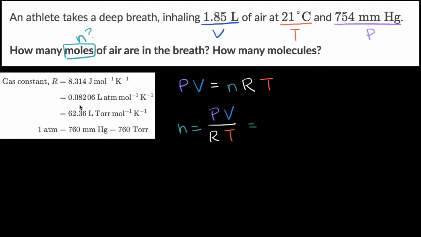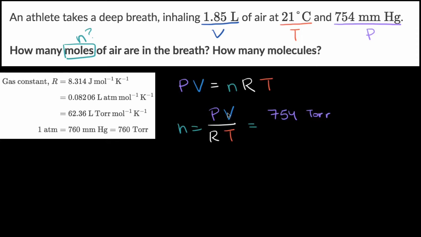Now, over here where they give us the different versions of the ideal gas constant, you don't see any of them that deal with millimeters of mercury, but they do tell us that each millimeter of mercury is equal to a torr. If you get very, very precise, they are slightly different, but for the purposes of a first-year chemistry class, you can view a millimeter of mercury as being a torr. So you can view the pressure here as 754 torr. So let me write that down. So this is 754 torr.